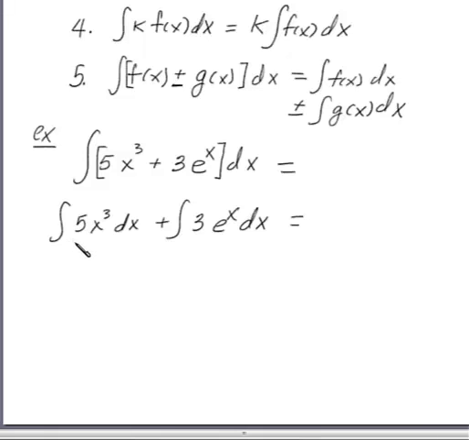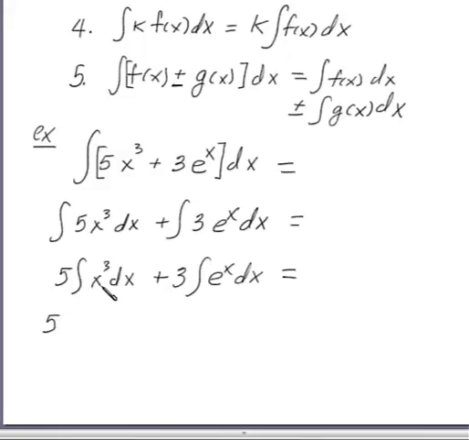Using 4 from above, this is 5 times a function, so that's equal to 5 times the integral of x cubed dx. And this is 3, a constant, times e to the x, and so that's equal to 3 times the integral of e to the x dx. I can move constants through the integral sign. I can't do that with variables, but I can do that with constants. All right, now we're almost done. So this constant is out here waiting for the result, and then I'll multiply the result by that constant.